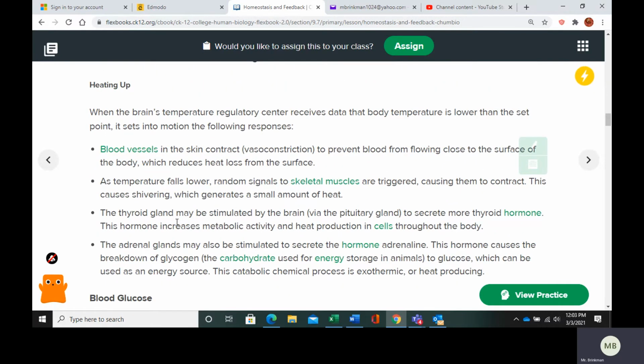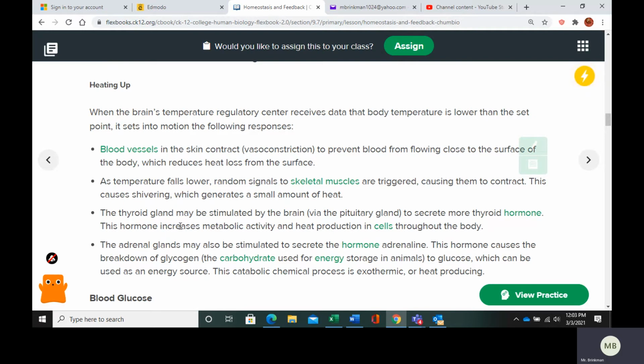So for heating up, when the brain's temperature regulatory center receives data that the body temperature is cooler than it should be, the blood vessels are going to contract to prevent blood from flowing close to the surface and losing heat. The skeletal muscles are going to be triggered, causing them to contract. This is shivering. So shivering is actually your body trying to warm itself up.